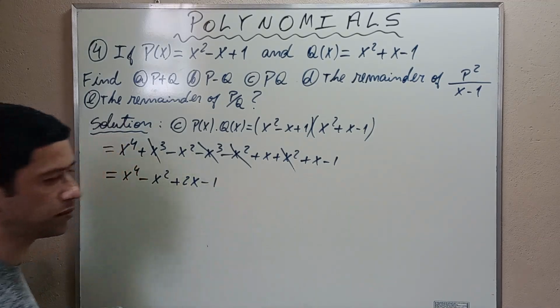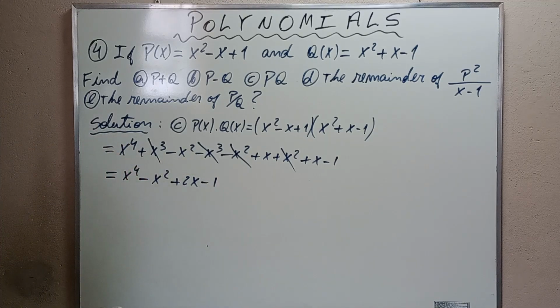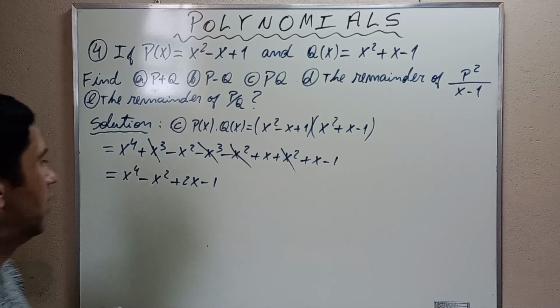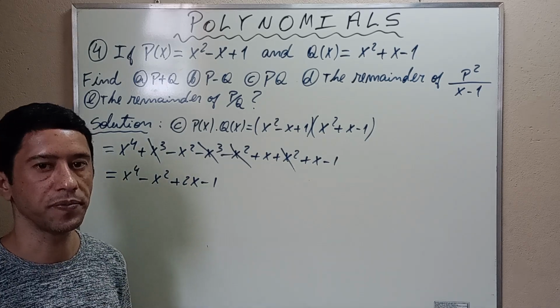We repeat it. Okay? Then the solution for letter C is x to the fourth minus x squared plus 2x minus 1. Okay, my friends? Let's go now to letter D.